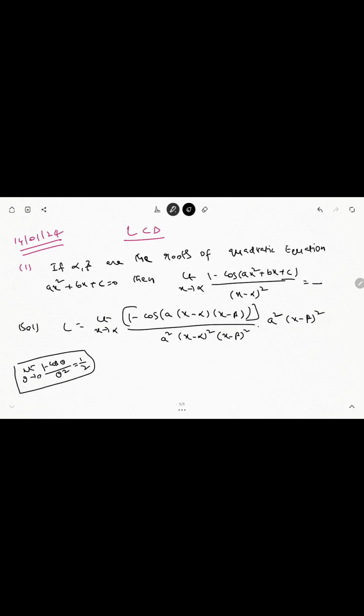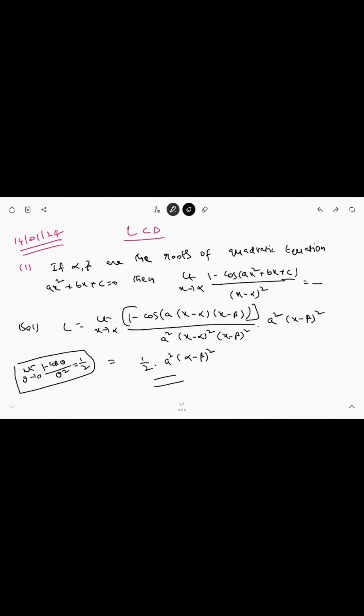Now tell me, what is the answer? This part will be 1 by 2 and apply alpha here in the place of x. So we are getting finally 1 by 2 into a square into (alpha minus beta) whole square. Completed. So you can take it as formula also. Once again, if they give like this, I'll give another example. First complete it. So the final answer is a square by 2 into (alpha minus beta) whole square.